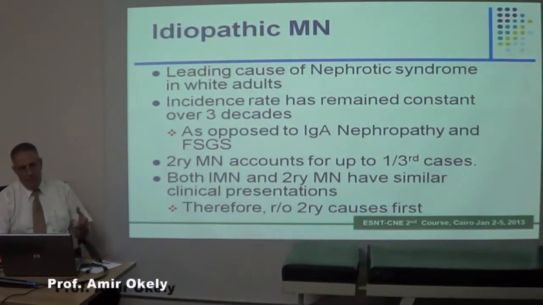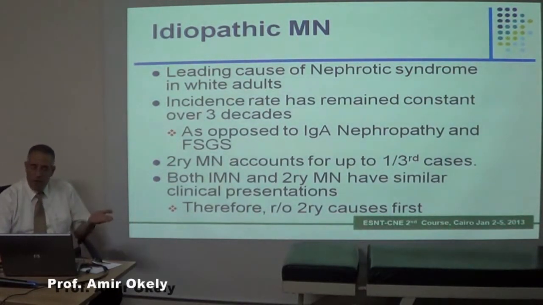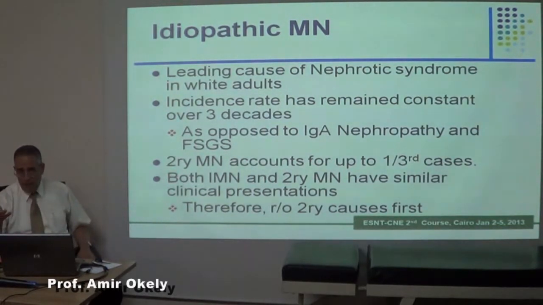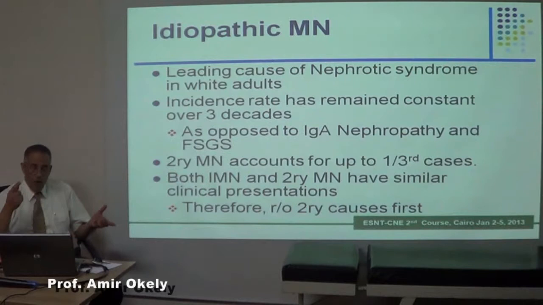What about idiopathic membranous nephropathy and secondary membranous nephropathy? Idiopathic membranous nephropathy is the leading cause of nephrotic syndrome in white adults. This is the first point. And incidence remained constant over 3 decades in comparison to IgA nephropathy and FSGS. Secondary membranous nephropathy accounts for about 1/3 of cases. And this is not the rule in the incidence of membranous nephropathy. We will see in one of our slides later on that the incidence is completely different in America if we compare it to China.